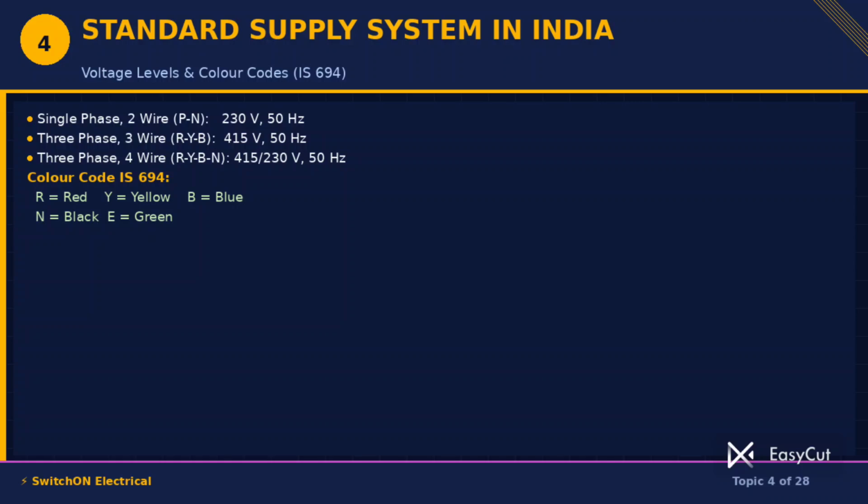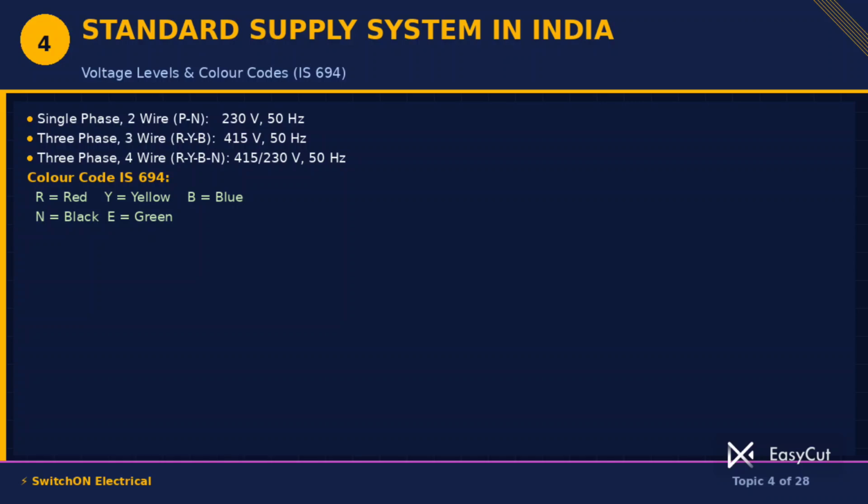Single phase will include 2 wires, that is phase and neutral. The voltage will be 230 volt and 50 hertz. In case of three phase, we can find 2 types of system, that is 3 phase 3 wire and 3 phase 4 wire. In 3 phase 3 wire, there is only R, Y, B. There will be no neutral. It is useful when you need only a 3 phase system, like when the equipments are only of 3 phase. But if your system includes 3 phase as well as single phase, at that time you require both.